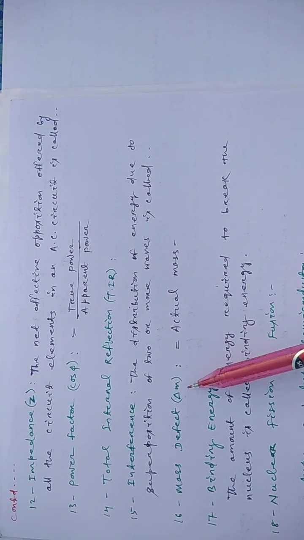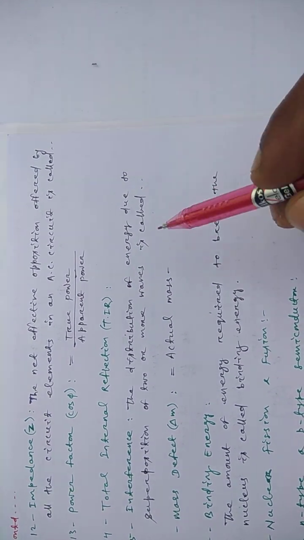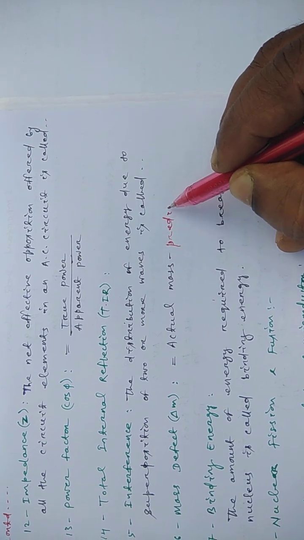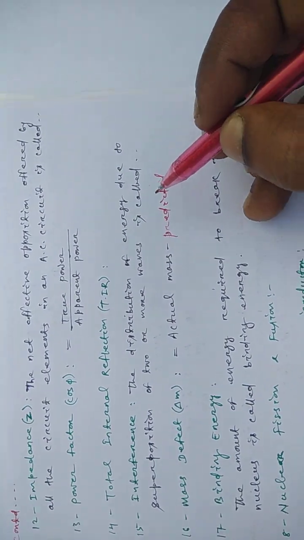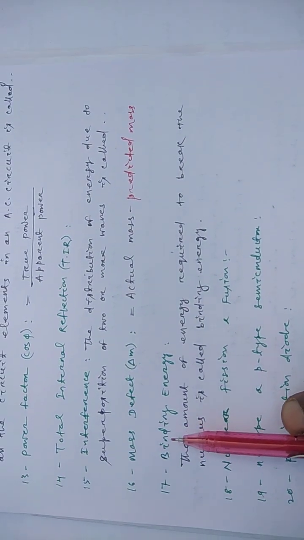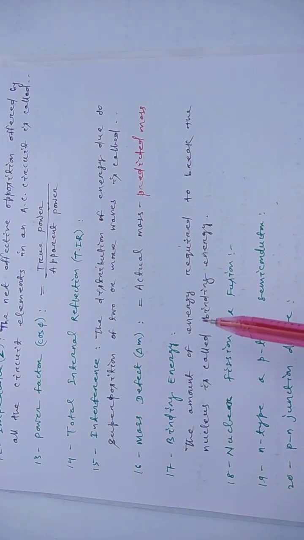Mass defect symbol delta M. It is actual mass minus predicted mass. Okay, actual mass minus predicted mass. Predicted mass means mass of protons plus mass of neutrons. Then is binding energy. What is binding energy? Now it is the amount of energy required to break the nucleus, which is called binding energy.